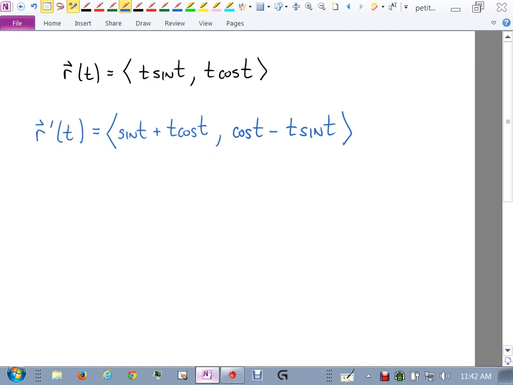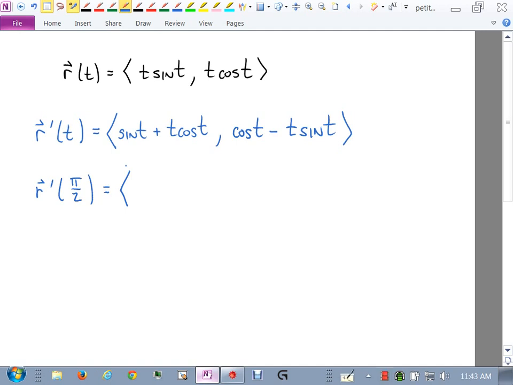So that's the derivative. It is a new vector function, right? I could graph it. It would look different than the original one. But I'm interested in knowing first, after finding the derivative, the vector that's tangent to the original curve at t equals pi over 2. So that means I want to know what r prime of pi over 2 is. So plug pi over 2 in for everything.